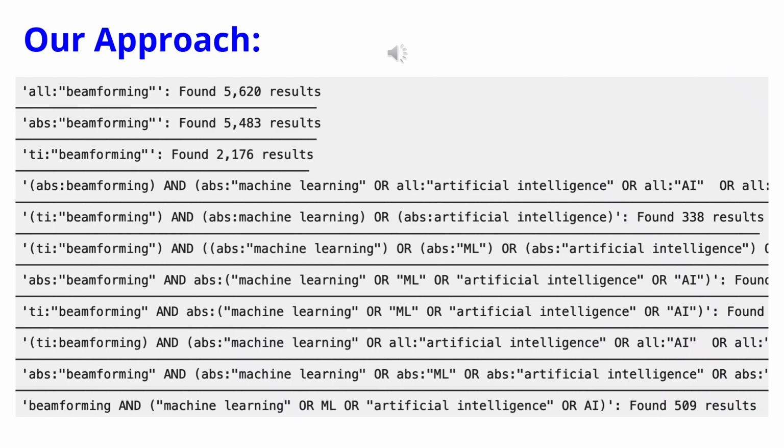This is our approach. We construct a set of queries to research dual domains. Our scope can include the title, abstract, or even the entire document. Terms are combined using typical Boolean expressions. The final analysis returned 509 papers common to both domains. This transforms search and review from art to science.